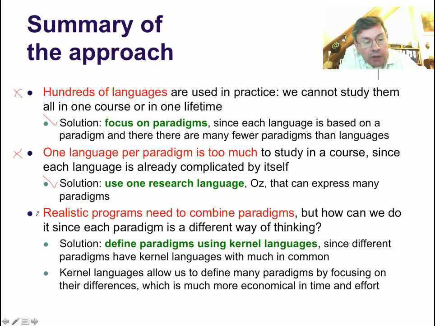Also, realistic programs need to combine paradigms. How can we do it? Well, solution: we define paradigms using kernel languages. And since the kernel languages have much in common, this lets the paradigms talk to each other. There is a common language between even two different paradigms. So this is very economical.